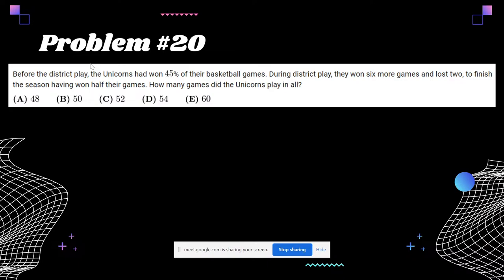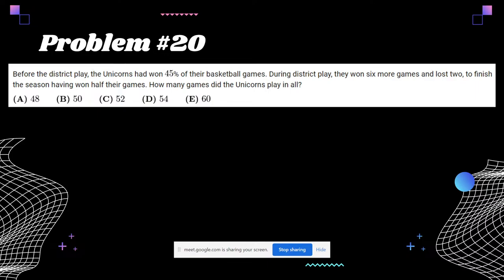Before the district play, the unicorns had won 45% of their basketball games. During the district play, they won 6 more games and lost 2, finishing the season having won half their games. How many games did the unicorns play in all?